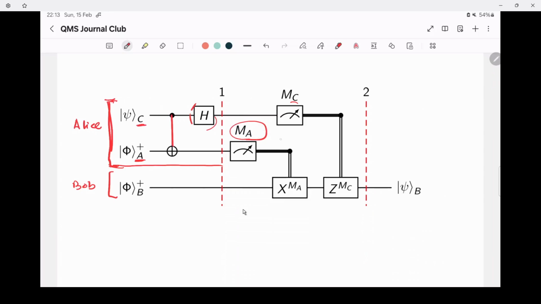Depending on whether you get 0 or 1, you perform your Pauli X. If it is 0, then you don't need to do Pauli X. If it is 1, you do Pauli X. Similarly, for the measurement of qubit C, if it is 0, you do nothing. If it is 1, you do Pauli Z. So after these two, if you look at this whole diagram, you see this. This is what we call classical communication.